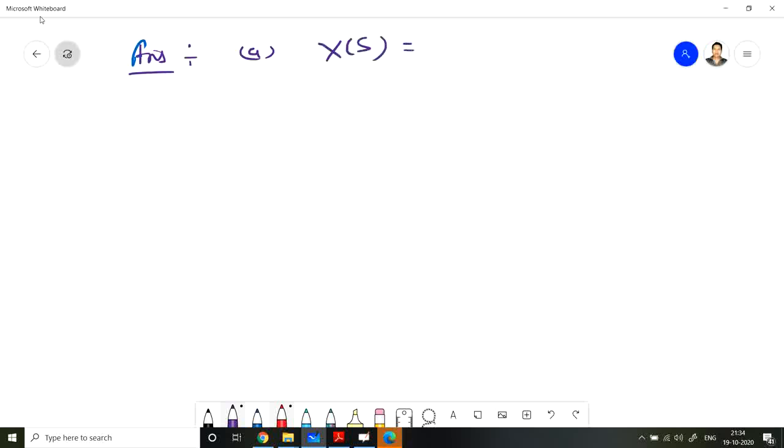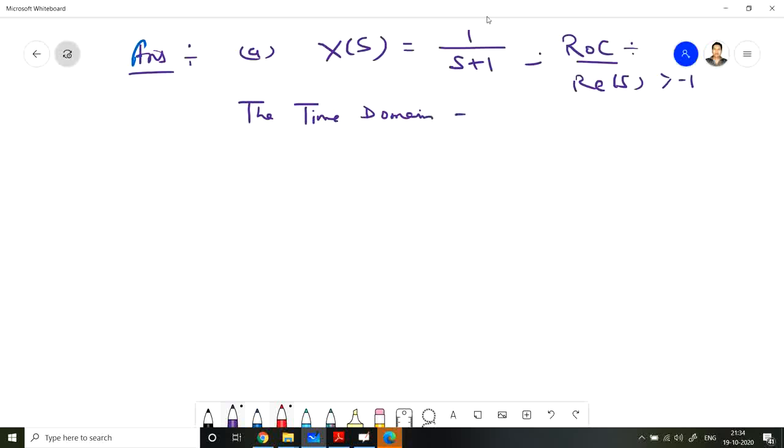So the first problem, part A, is 1/(s+1) and the ROC is real part of s greater than minus 1. In order to do this problem, first we see that the ROC is given as real part of s greater than minus 1. It means it is talking about the causal signal, so the time domain signal is nothing but a right-sided signal.